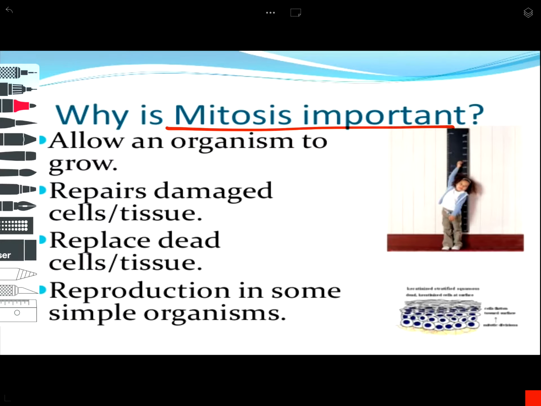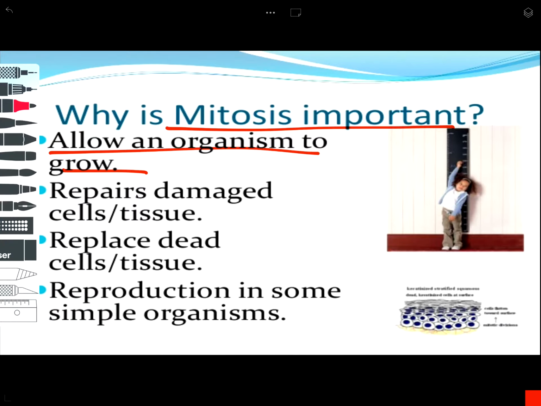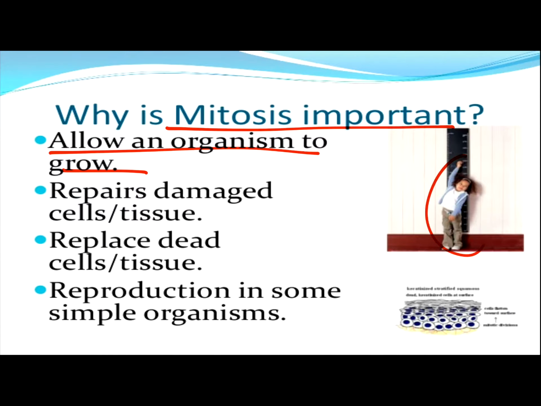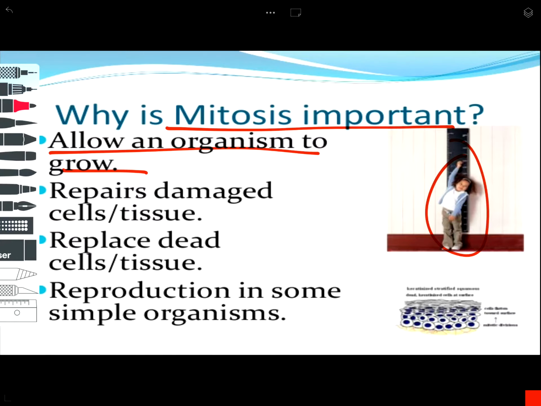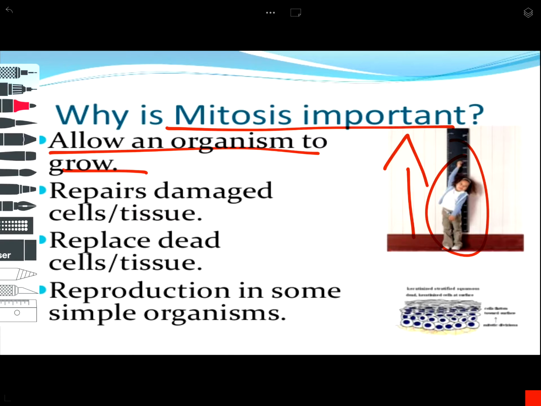Now you might be wondering why mitosis is important. Mitosis is important because it allows an organism to grow. For example, if your cells didn't undergo mitosis, you would be the same height as when you were a baby, and you wouldn't grow any taller than you are right now.